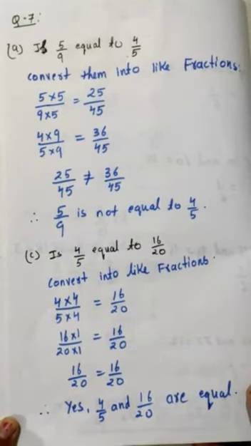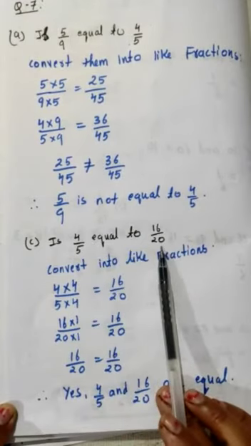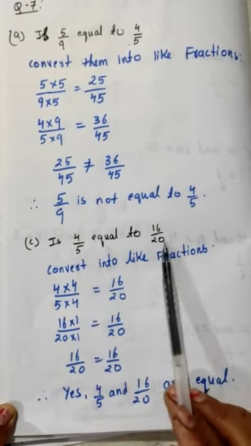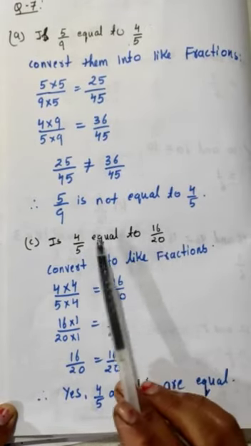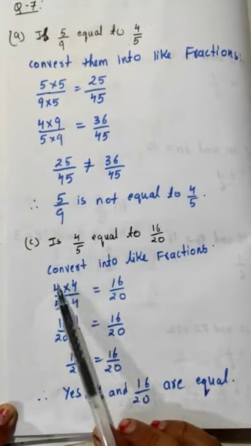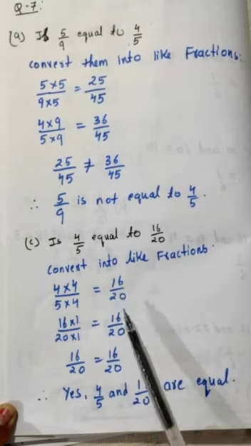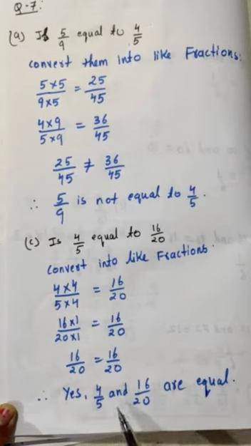Okay, and similarly one more I have done for you. Is 4 upon 5 equal to 16 upon 20 or not? Again you have to convert these into like fractions. So LCM of 5 and 20 is 20 this time. So this fraction will remain as it is. You have to convert just the first fraction. 4 upon 5 will become 16 upon 20. Okay, and 16 upon 20 and 16 upon 20 are equal. So you can write yes, 4 upon 5 is equal to 16 upon 20.